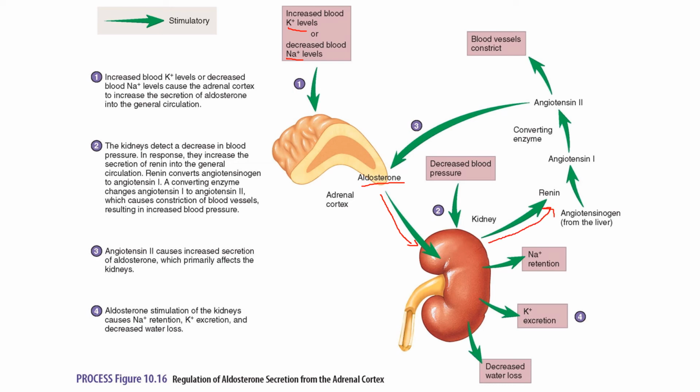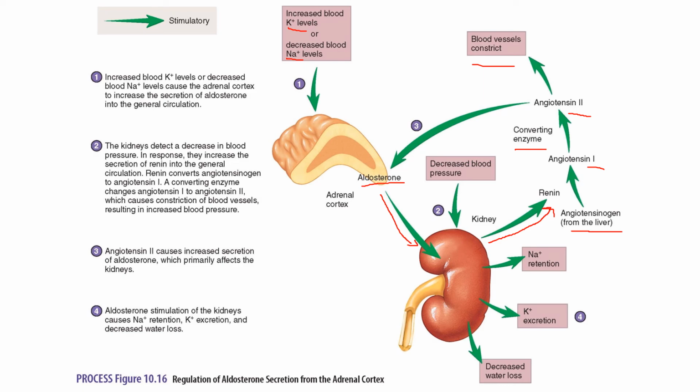Okay? So the renin actually converts your angiotensinogen, which is coming from the liver, to angiotensin 1, and then angiotensin 1 is converted now to angiotensin 2 by a converting enzyme, and the angiotensin 2 would actually cause constriction of the blood vessels, resulting in increased blood pressure.